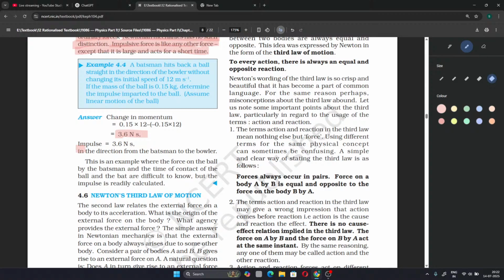Impulse is 3.6 newton second. It's not newton per second, but newton second. In the direction from the batsman to the bowler. Impulse is acting from the direction of the batsman to the bowler.